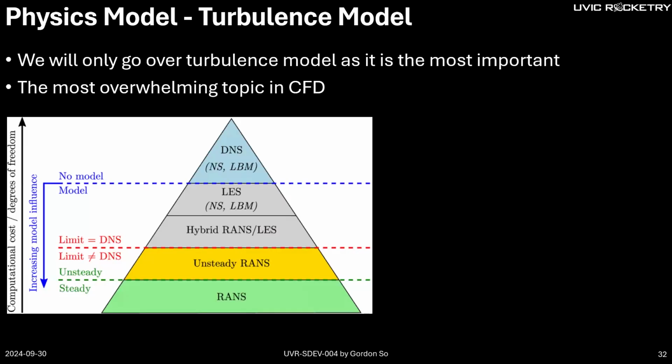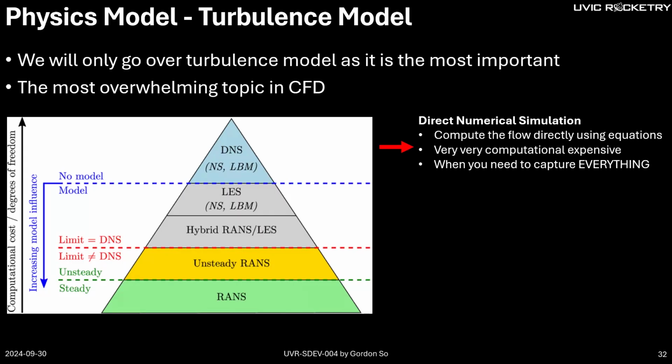So when it comes to CFD, we actually have three levels of models. One is you don't have a model, you directly solve your system. DNS, which is direct numerical simulation, you compute all the flow directly using your boundary conditions and equations. So as you can imagine, it's really, really computationally expensive because you're solving everything. It's not just mean velocity. No, you're solving every single thing, which is the most accurate. However, maybe you don't need that accuracy.